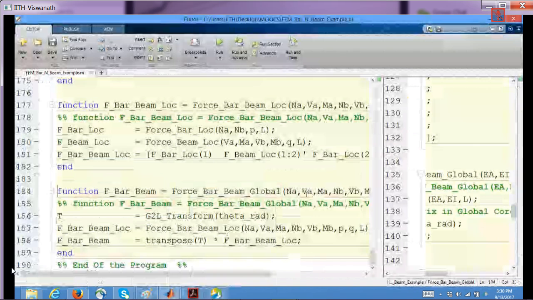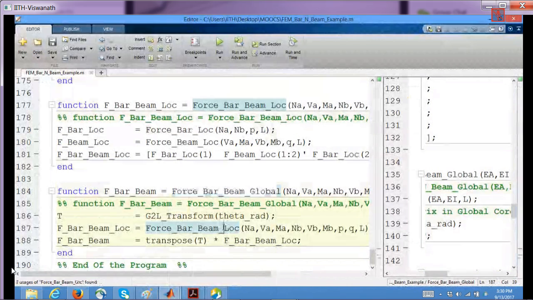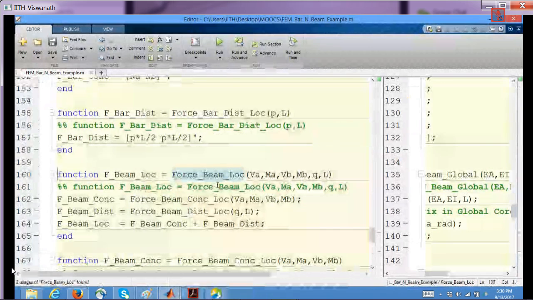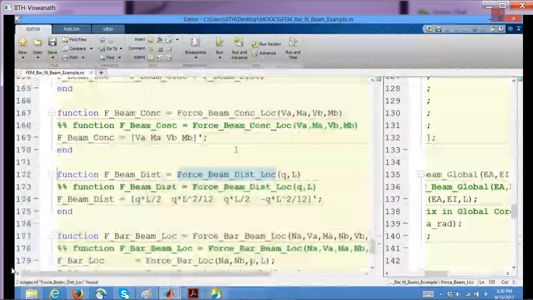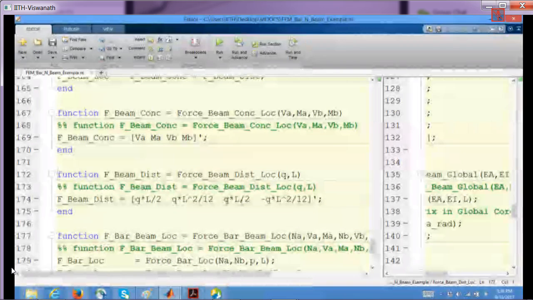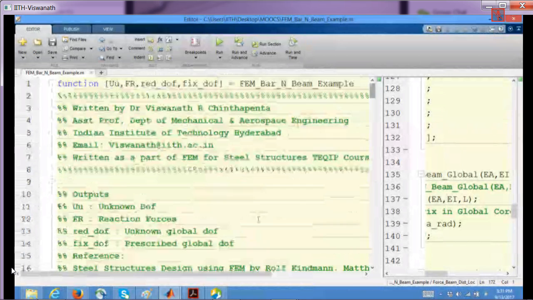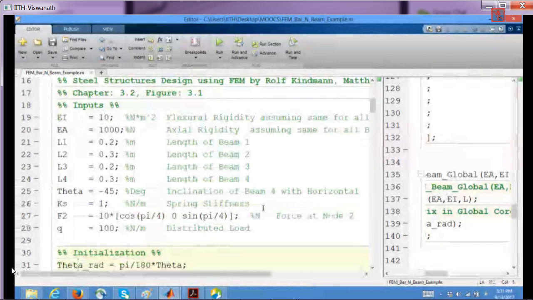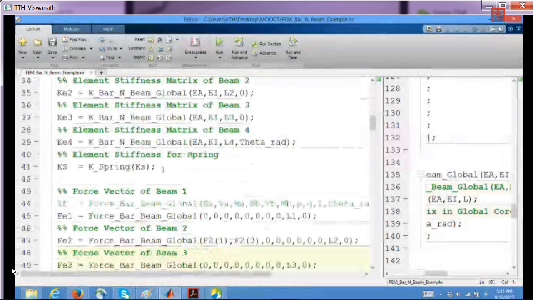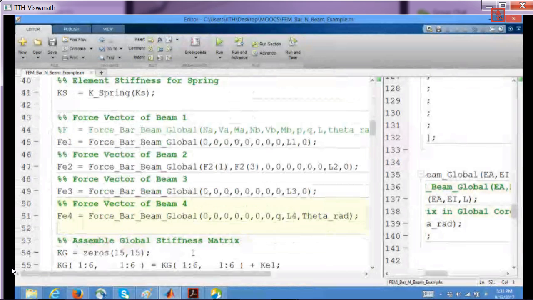So this is the force for the bar and beam. In the local coordinate system, the force coming from the beam has two parts, one from concentrated loads and one from distributed loads. The distributed part is WL by 2, WL square by 12, WL by 2, and WL square by 12, as we have seen previously. Then I assemble it and compute my forces on all these elements.